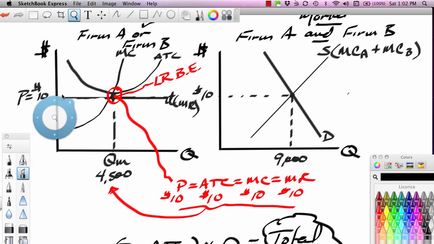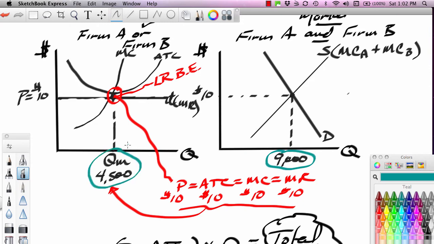Okay? Just to get a couple final comments before I move to the next scenario. Notice that, again, the market production is 9,000. Each firm has an equal market share, so each firm produces 4,500. Notice that the firm is optimizing. It's operating where MC equals MR, which means the firm is trying to maximize its profits. Now, in doing so, it is actually losing money. Notice that, or excuse me, breaking even. Breaking even. I misspoke there.